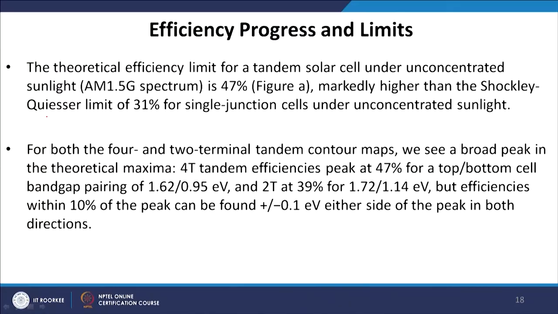solar cell. For both the 4 and 2 terminal tandem contour maps, we see a broad peak in the theoretical maxima. 4 terminal tandem efficiency peak is at 47% for a top bottom cell band gap pairing of 1.62 electron volt and 0.95 electron volt, and for 2 terminal devices, the maximum theoretical efficiency possible is 39% if we use two different materials, one having a band gap of 1.72 electron volt, another having a band gap of 1.14 electron volt. But efficiencies within 10% of the peak can be found with plus minus 0.01 electron volt either side of the peak in both directions.